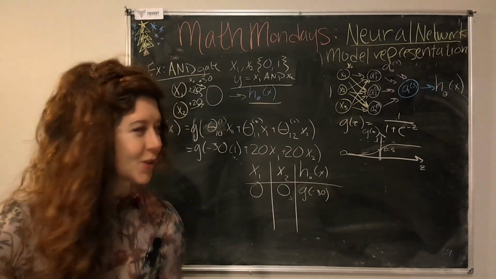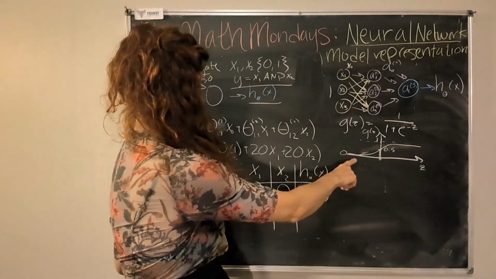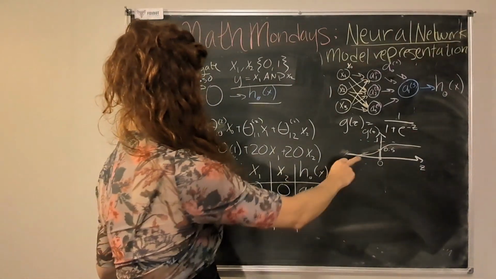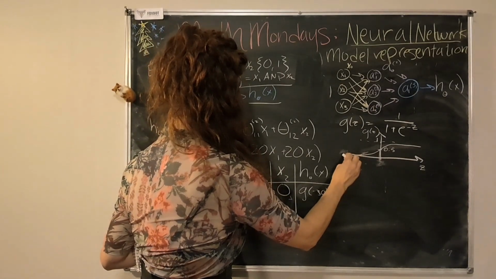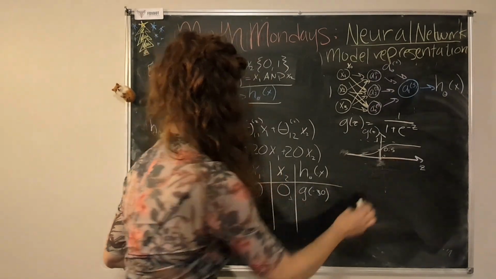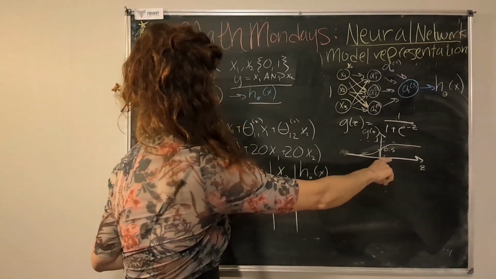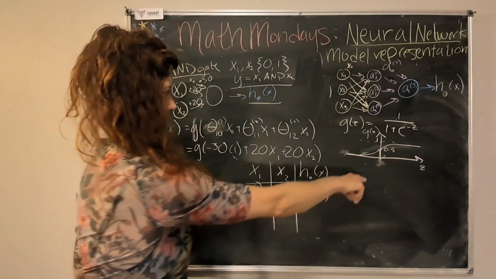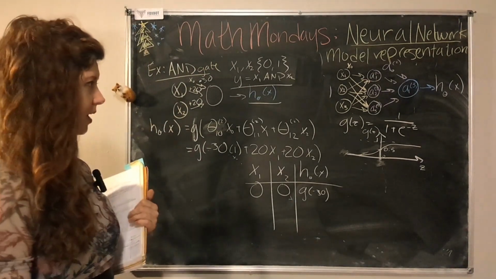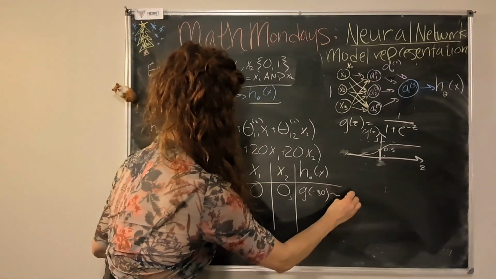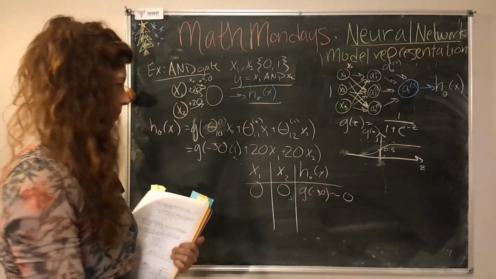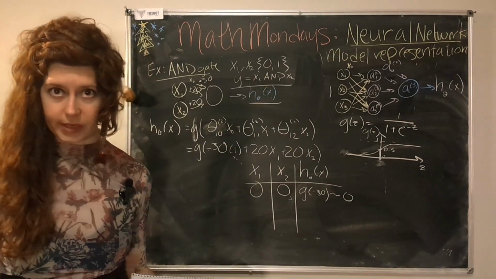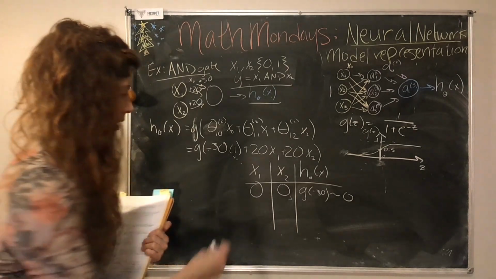And now we get to use our handy dandy plot. The vertical axis is 0 here. If z is negative 30, it's very far away from where the sigmoid function crosses the vertical axis, and so this is going to be pretty close to 0, effectively 0. Okay, that's good. An AND function should give us 1 if and only if both the inputs are 1. So that's what we want.